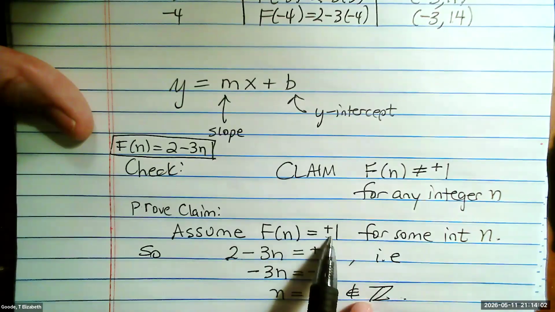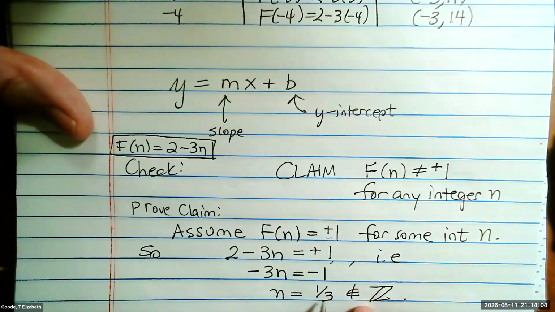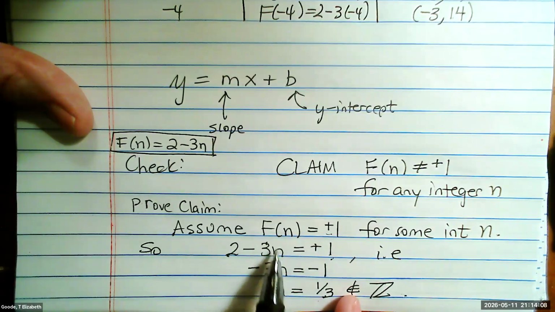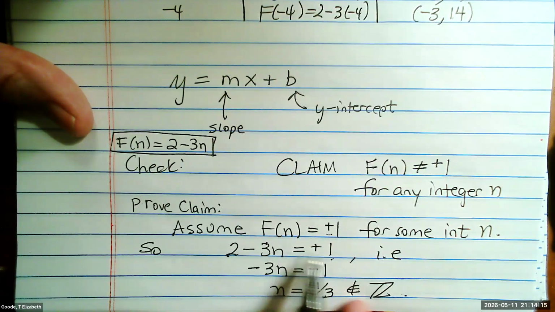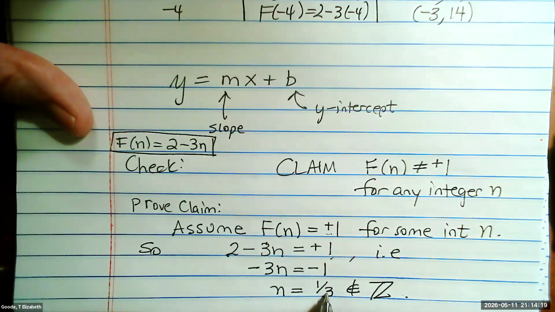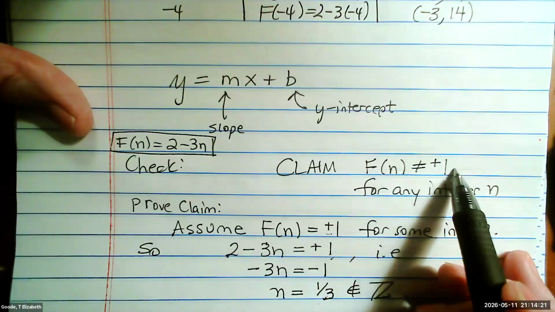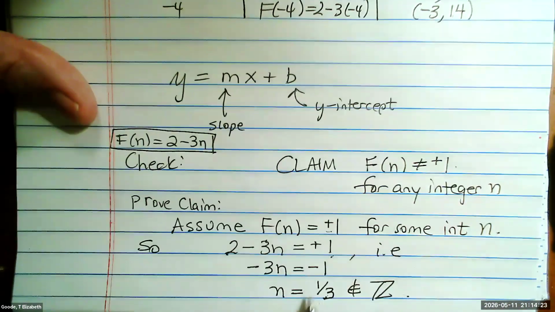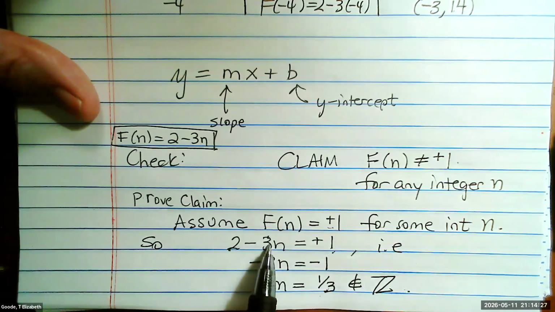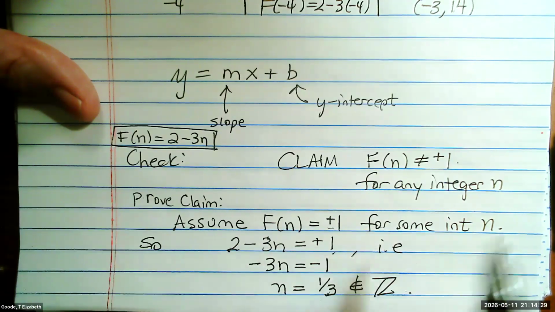So to hit positive 1, we'd have to drop in 1/3, right? Because if we drop in 1/3 here, this becomes 3 times 1/3. So this becomes 1, and 2 minus 1 is positive 1. But 1/3 is not an integer. It's not in our domain. So you're right. We're not going to hit 1 because no integer, when you multiply it by negative 3 and add 2, will give you positive 1.